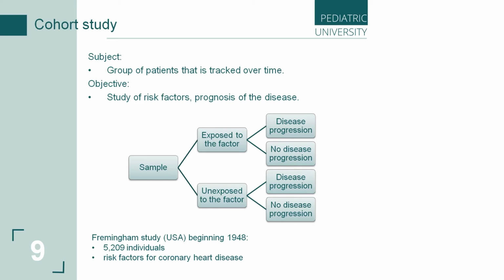The most famous cohort study is the Framingham study. I think you heard about it, which was conducted in the United States. It began back in 1948 and continues to these days. More than 5,000 people are under observation in the Framingham study. Risk factors for coronary heart disease are being studied in this study. Gradually, more and more new data is emerging.